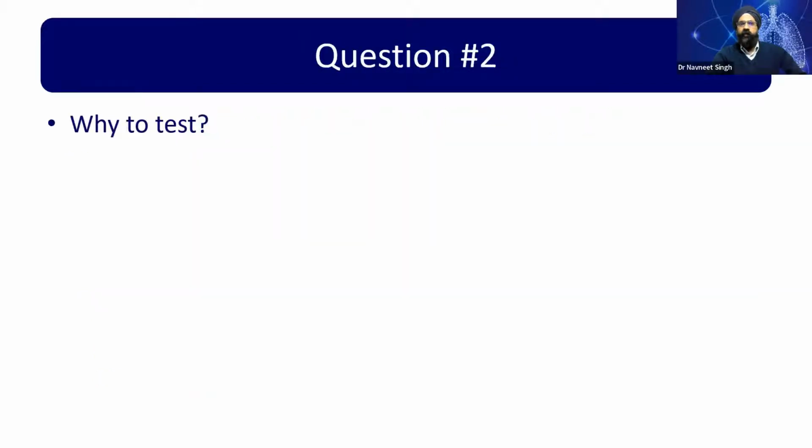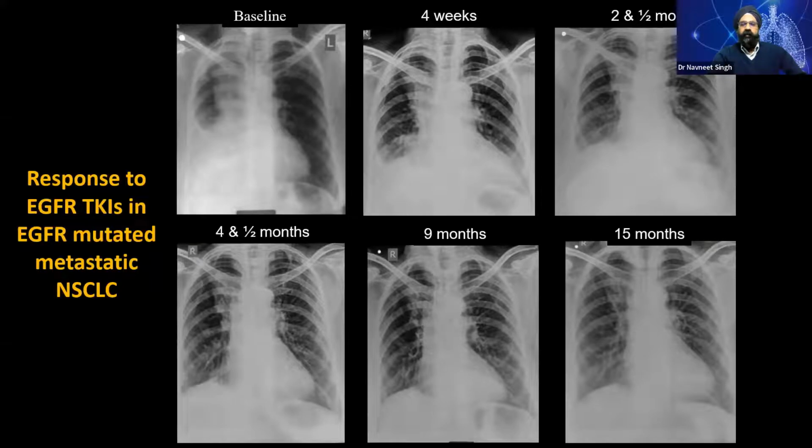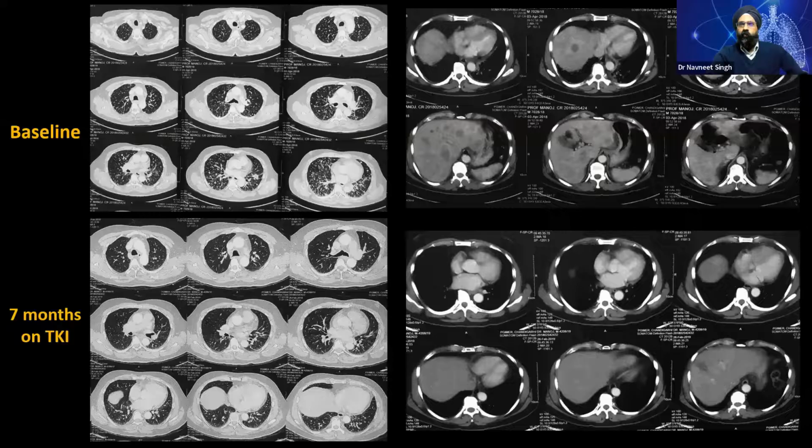The question number 2 is why to test? And I think pictures speak better than 100 words or 1,000 words. So as you can see, this is a patient with metastatic NSCLC with EGFR mutation, started on a first generation EGFR drug. And if you are monitoring by chest radiographs, you can see there has been remarkable improvement. Whether you go by CT scan monitoring also, again, another EGFR positive patient on a second generation drug, afatinib, done excellent when you repeat a scan, and this is at 7 months of treatment.